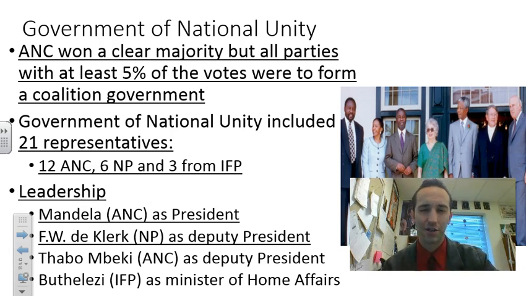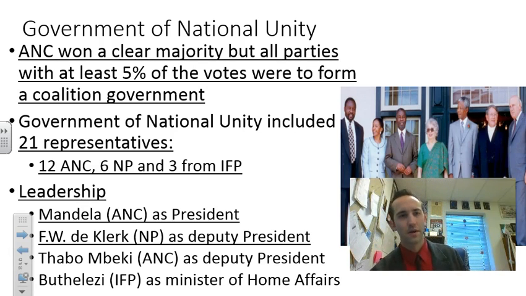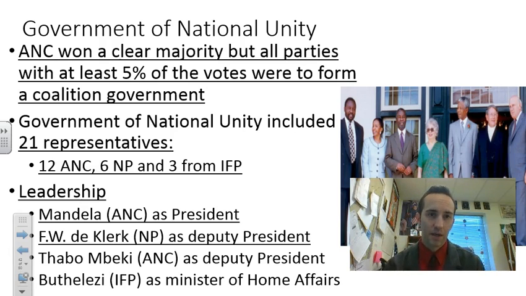The ANC wins a clear victory in the election of '94, but any party with at least 5% of the votes is going to be part of this coalition government. And so this Government of National Unity will include 21 representatives according to how many votes they got. And so the ANC is a clear victor with 12 seats in this new government, 6 National Party members, and 3 from the Inkatha.